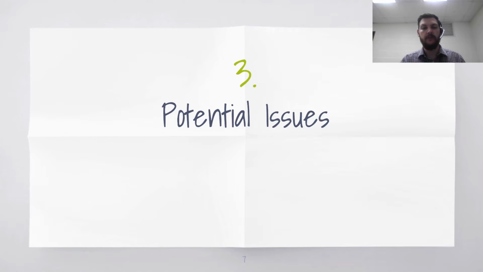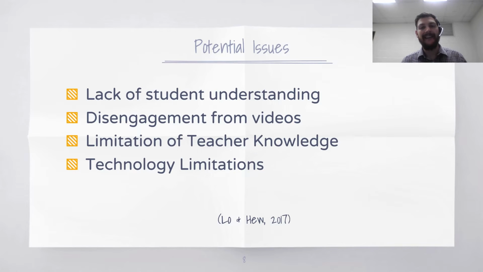Potential issues: lack of student understanding. This is the reverse of that student-focused, individual learning at home. If the student does not understand the material that's being presented to them at home, you're not there providing that instruction, and so there may be a lack of understanding, and you don't have a way to correct that in the moment. The student can come back and get it, but they don't have it in the moment.